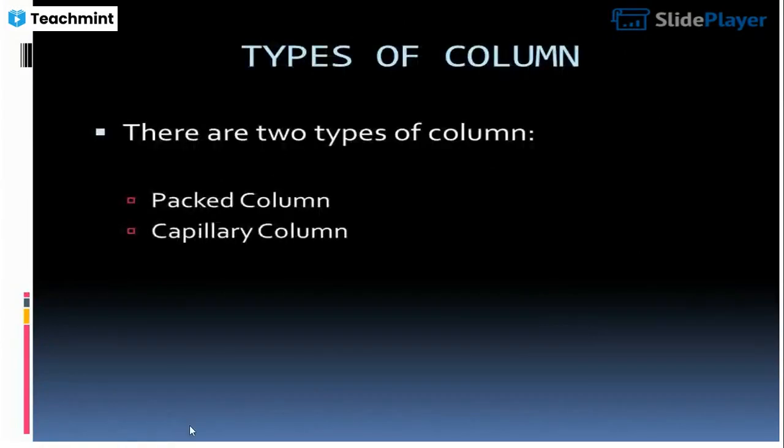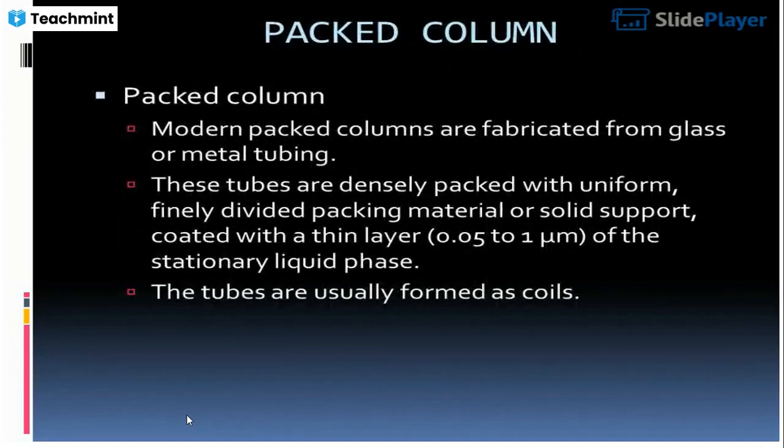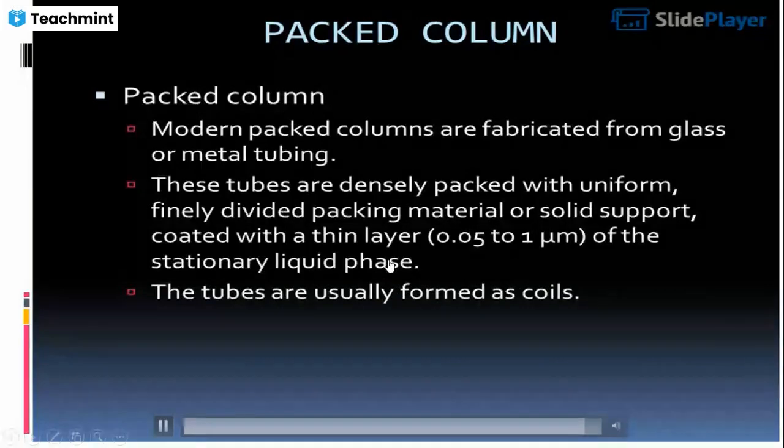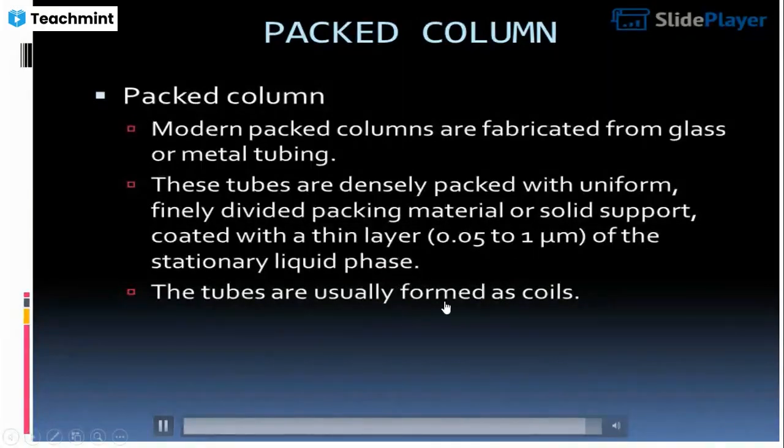Types of column. There are two types of column: packed column and capillary column. Packed column. Modern packed columns are fabricated from glass or metal tubing. These tubes are densely packed with uniform, finely divided packing material or solid support, coated with a thin layer, 0.05 to 1 micrometer, of the stationary liquid phase. The tubes are usually formed as coils.